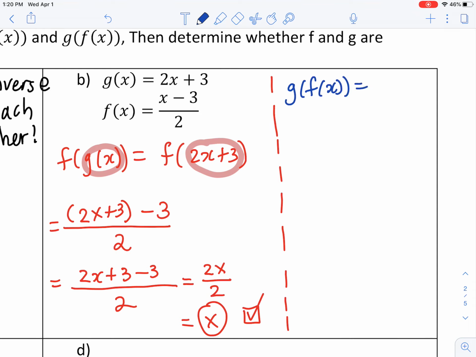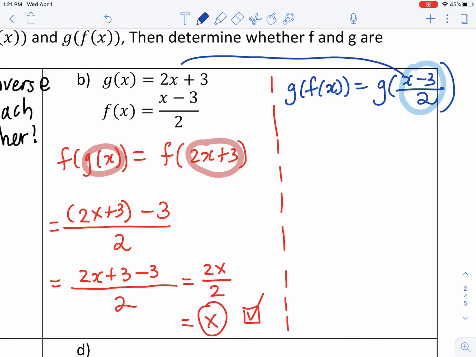Now it's time for us to check the other way around. Let's check g of f of x. Well, that is going to be g of, let's write down f of x in here. F of x is 2x minus 3 over 2. Now we're plugging in this expression. This is going into where? This is going into g, and g is right here. So we're going to replace this x by this fraction. So you ready? 2 times, not anymore x, but x minus 3 over 2, and then add 3.